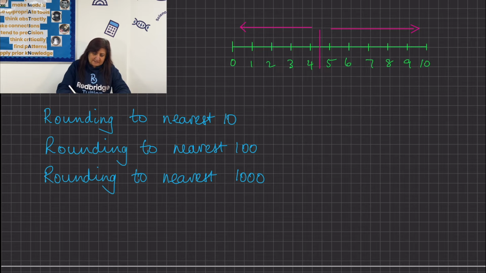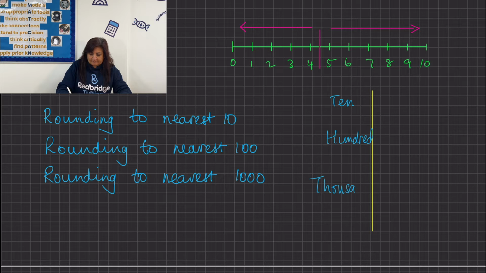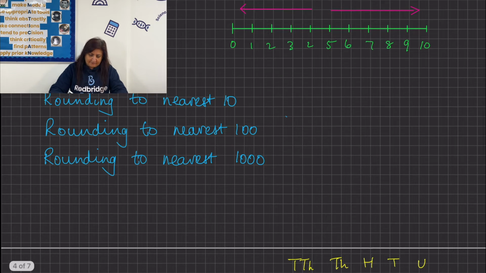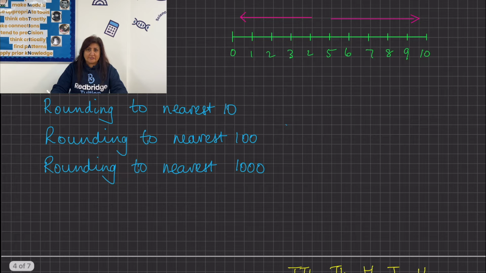Let's look at some examples of rounding. So let's take a number and we're going to round that number to the nearest 10. We'll extend that same principle to round to the nearest 100 and then the nearest 1,000. This rule applies to all rounding, just remember that. Okay, let's look at some rounding now. We're going to look at rounding to the nearest 10 first.